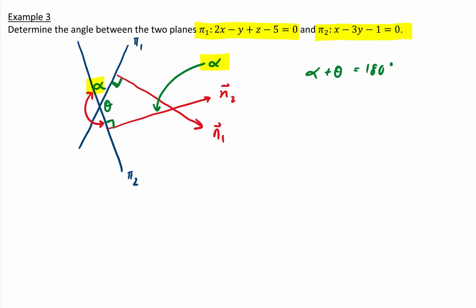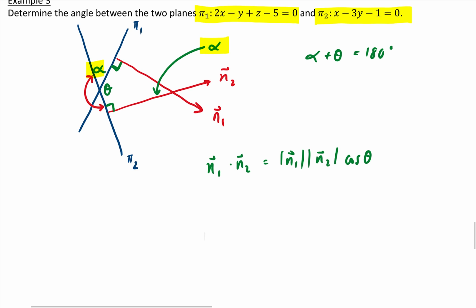Why am I using this one? It's because I know the normals. Using the normals, I can find the angle between two vectors using the dot product. So if I want the angle between two planes, I can use the angle between the two normals to find the angle between the two planes. So remember the dot product states that if I take N1 and I dot it with N2, that's equal to the magnitude of N1 times the magnitude of N2 cosine theta.